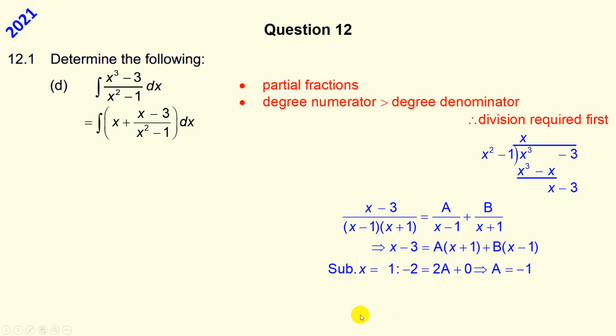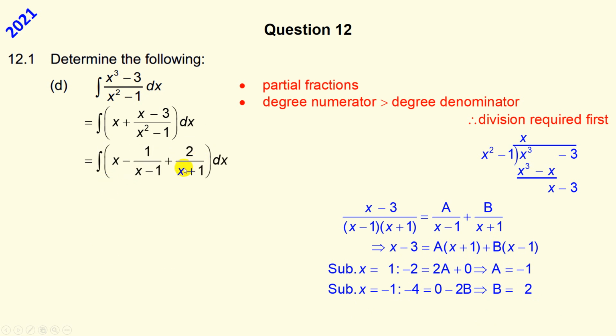So substitute x equals 1. So therefore 1 minus 3 is minus 2. 1 plus 1 is 2A, and 1 minus 1 is 0, so there's a 0 there. And that gives me A is negative 1. Now I'm going to substitute negative 1. So that one goes out, it's 0. Negative 1 minus 1 is minus 2B, and it's equal to minus 4, which means B equals 2.